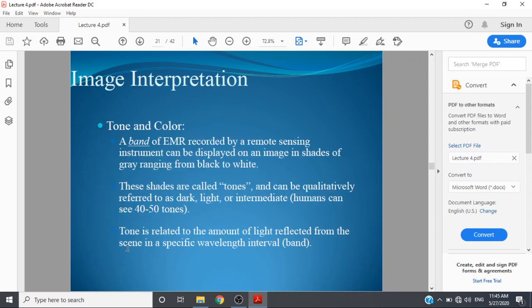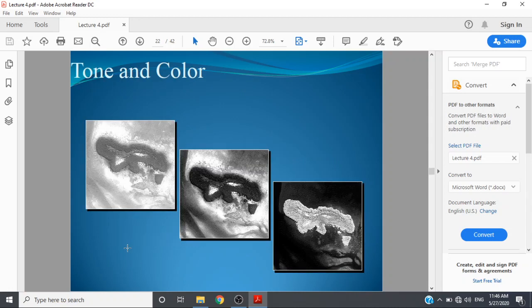In image interpretation, tone and color: a band of electromagnetic radiation recorded by a remote sensing instrument can be displayed on an image in shades of gray ranging from black to white. These shades are called tones and can be qualitatively referred to as dark, light, or intermediate. Humans can see 40 to 50 tones. Tone is related to the amount of light reflected from the scene in a specific wavelength interval or band. Tone and color, three different types are presented here.